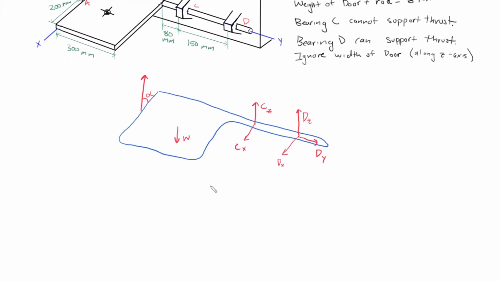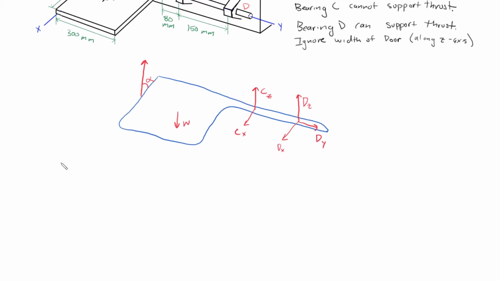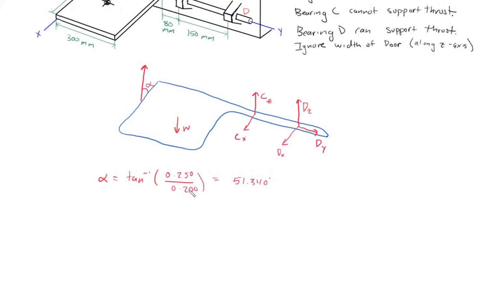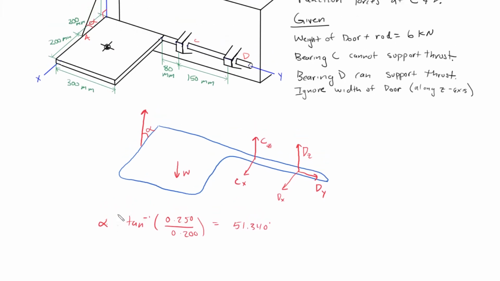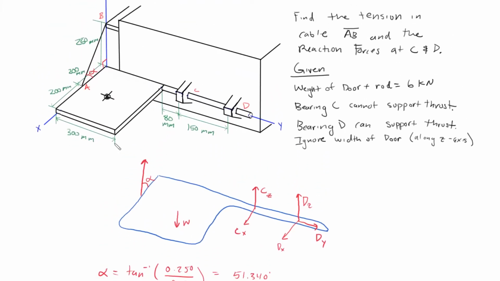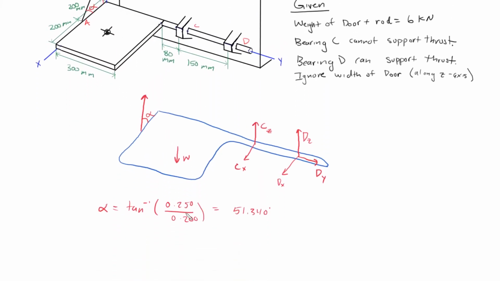The first thing I'm going to do is define that angle alpha, so we don't have to define it later. Alpha is the tan inverse of 0.250 divided by 0.2. I'm converting everything to meters, so this will be 51.340 degrees, although it doesn't matter if you convert to meters here, because the units should cancel when you're finding an angle. So that is the angle alpha.